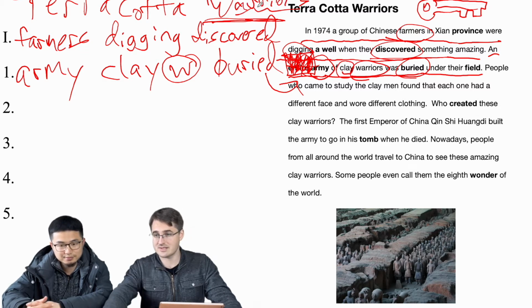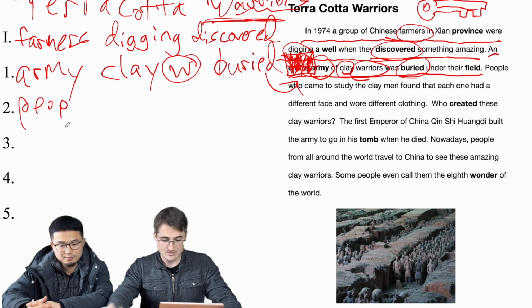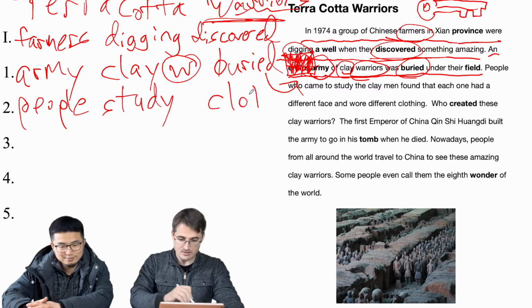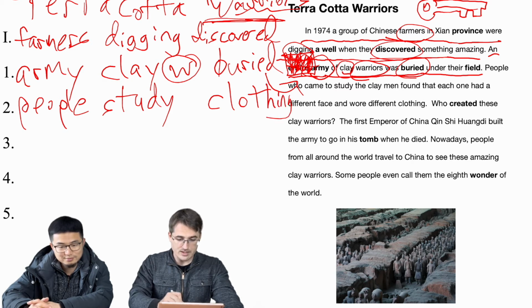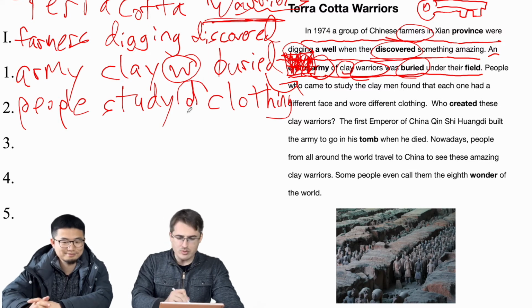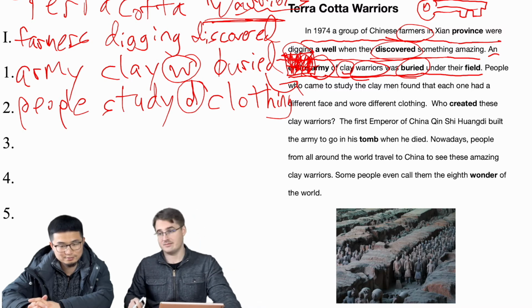Okay, Chris. Chris has his hand raised. Chris, can you tell us? People. Okay, people. Study. Clothing. Okay. Now, I don't want you to make a mistake. Maybe some people remember people study their clothing, which is true, but why don't we add something here? Why don't we just remember D for different? People study, they have different clothing.